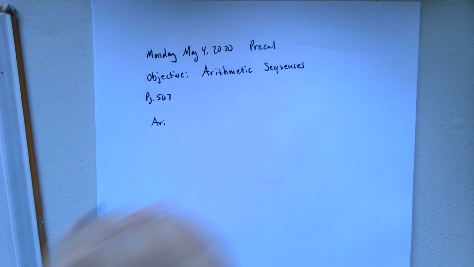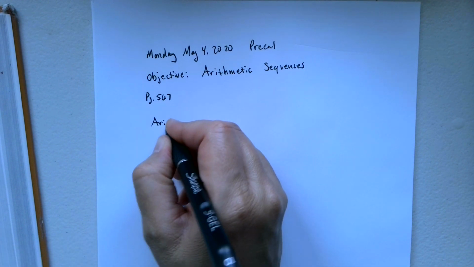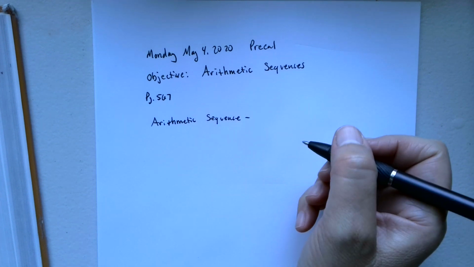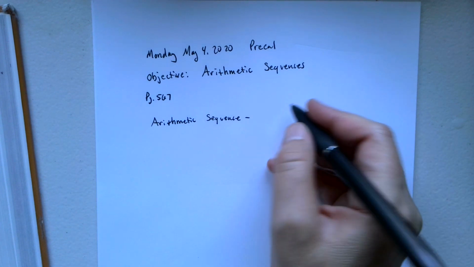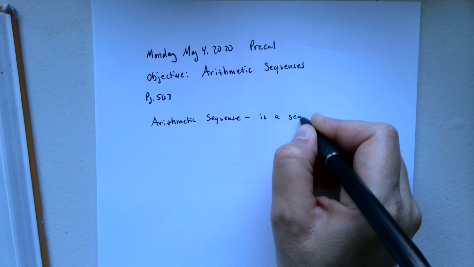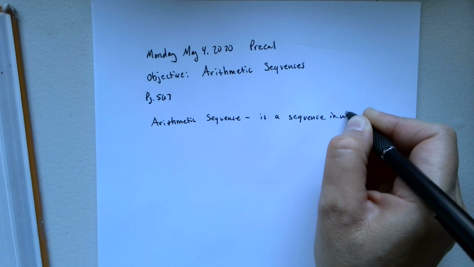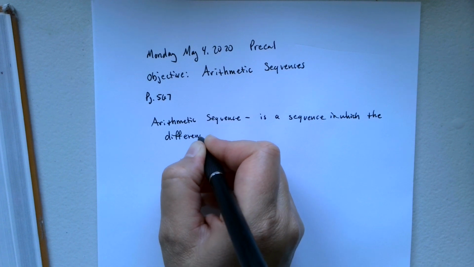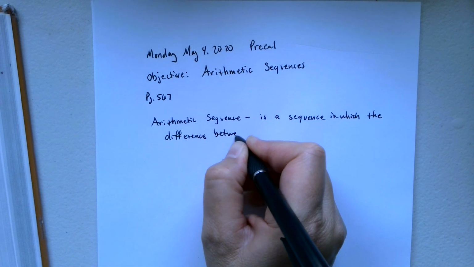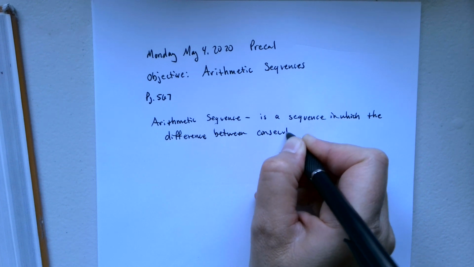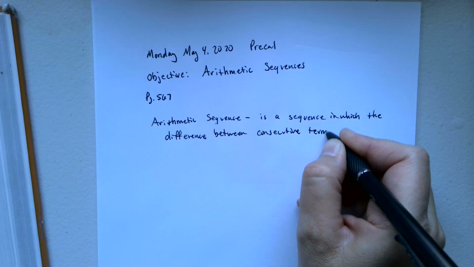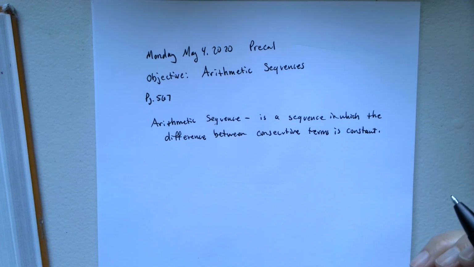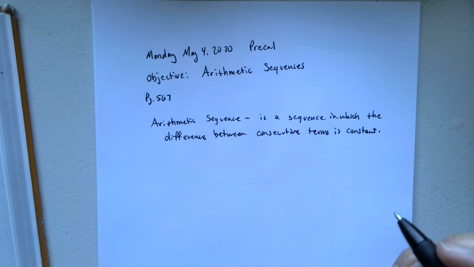All right, so first thing you're probably saying is that this word is arithmetic, which is true, but it can also be pronounced arithmetic, which is the way it is pronounced when you are talking about an arithmetic sequence. And an arithmetic sequence is a sequence in which the difference between consecutive terms is constant.